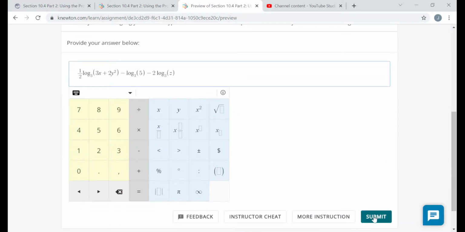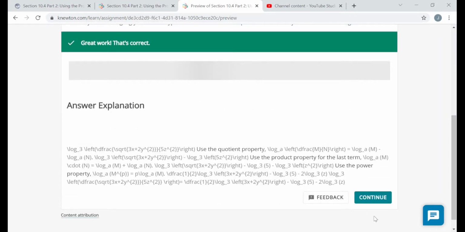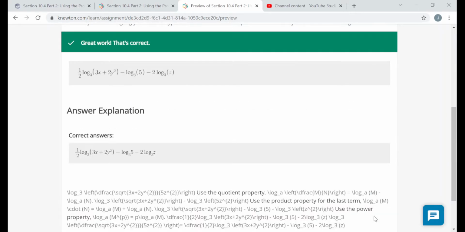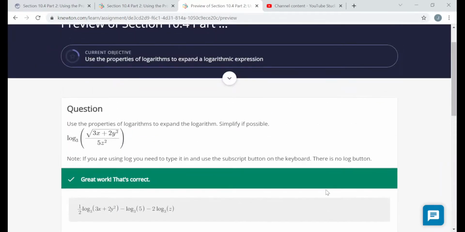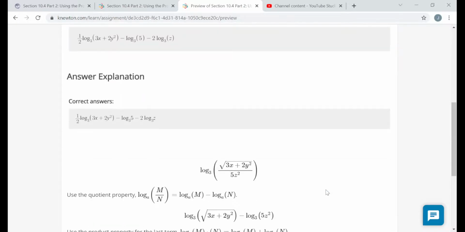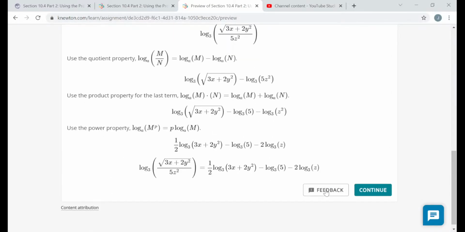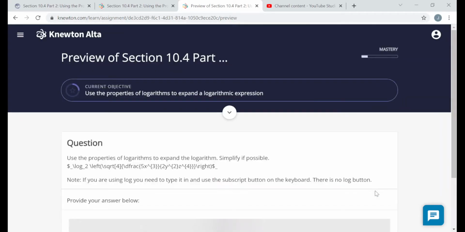I can't use the product, quotient, or power properties anymore. Wonderful. Once again, after every question, please read through the answer explanations. Great. Next question.